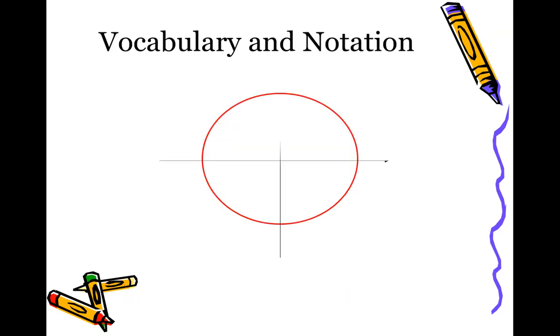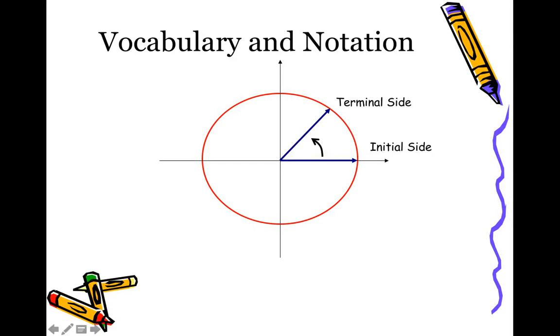So some vocab and notation. This is what we call the initial side. We've got an angle, remember it's going counterclockwise if it's positive. There's our angle. That's what we call the terminal side, like the terminal ray. So you have an initial and a terminal side: where do you start, where do you end? You're always starting on the positive x-axis. That is always your initial side. This is the positive x-axis.